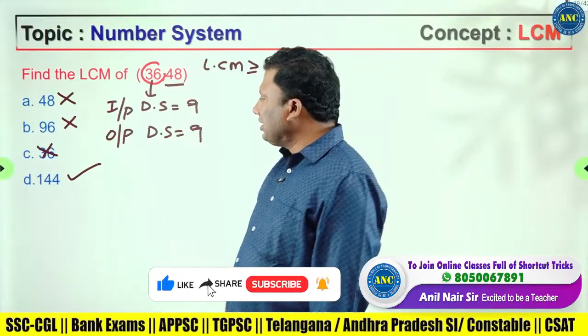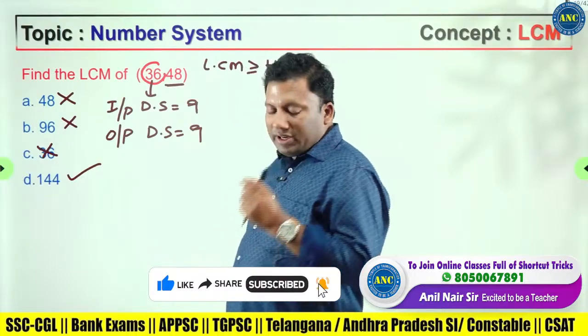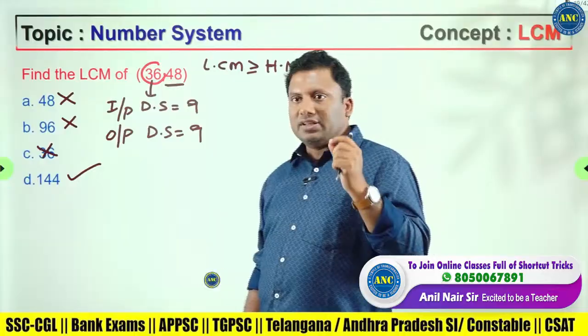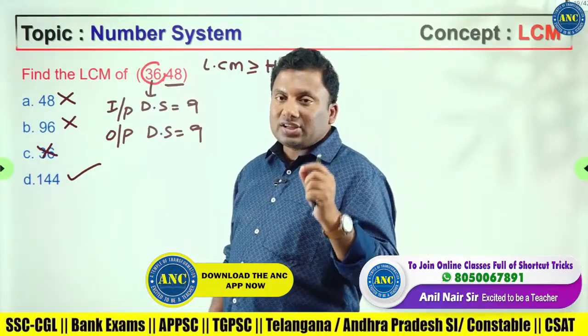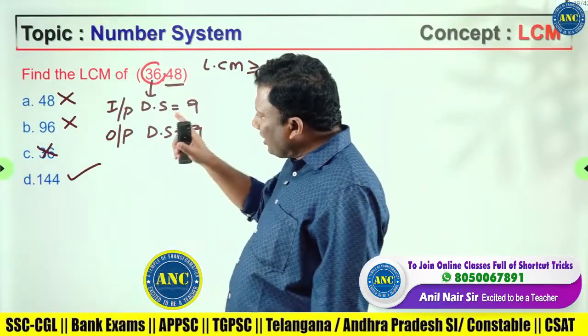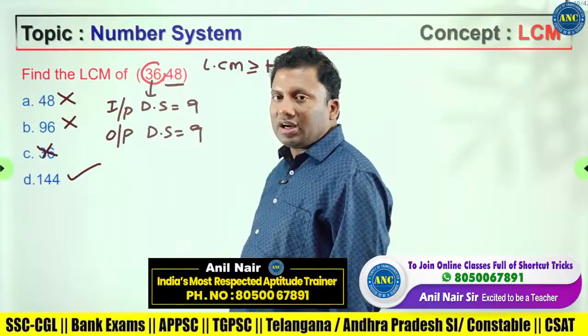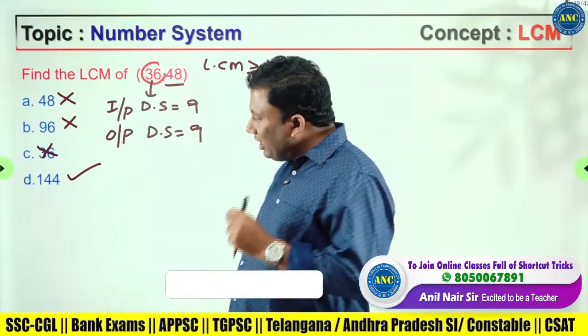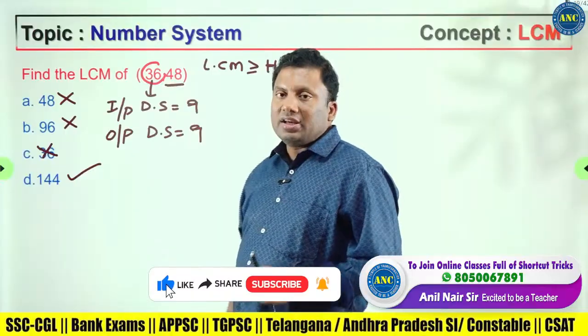LCM of 36, 48. What is the shortcut for this question? Input one number, digital sum is 9. Answer digital sum should also be 9. 48 digital sum is not 9. 96 digital sum is not 9. C and D digital sum is 9.